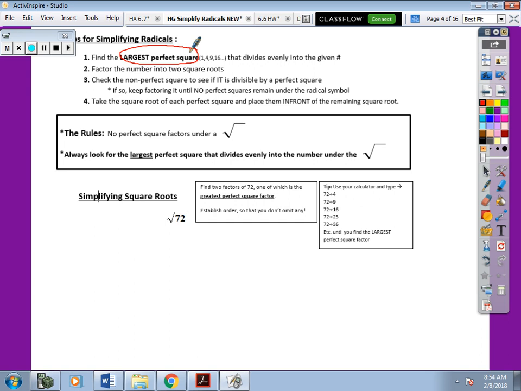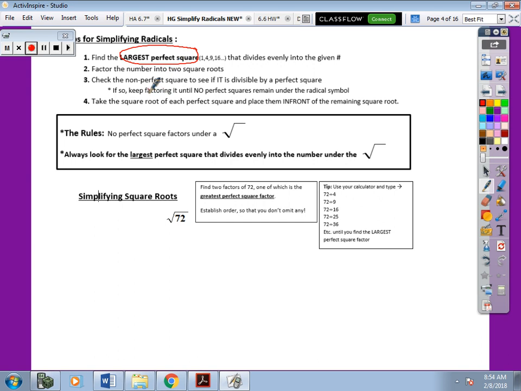So when you're breaking the numbers down, you don't want to break them into just 2 numbers that multiply to get you that number. One of them has to be on this list. It has to be a perfect square. And I have the first few, 1, 4, 9, 16, dot, dot, dot, that divides evenly into the given number. You will factor the number into 2 square roots, and then you will take the square root of the perfect square. Okay? If you don't take the largest perfect square, for example, you may have to keep reducing.